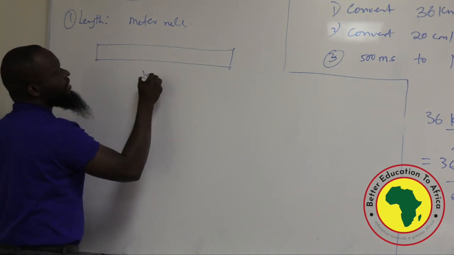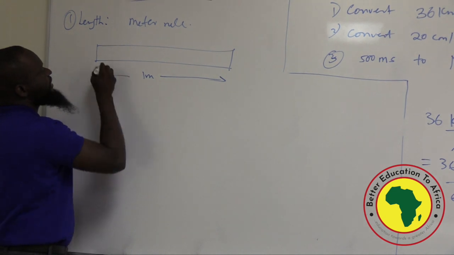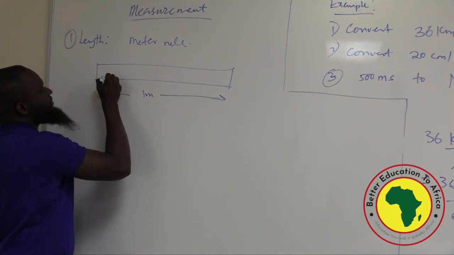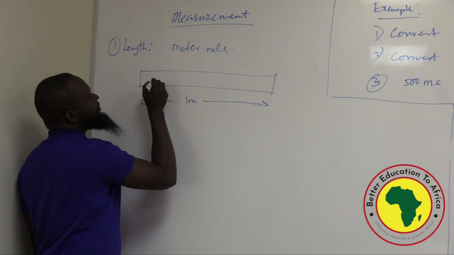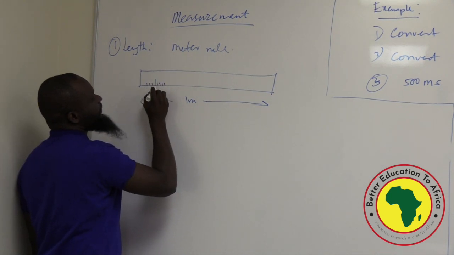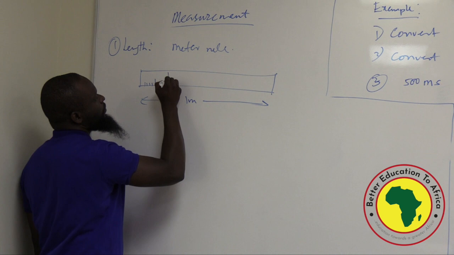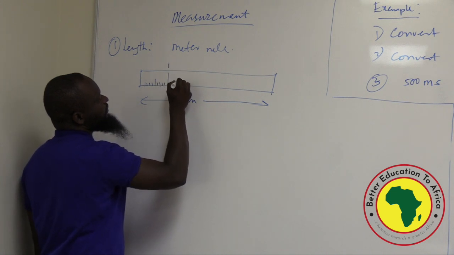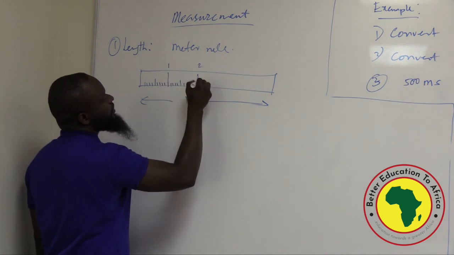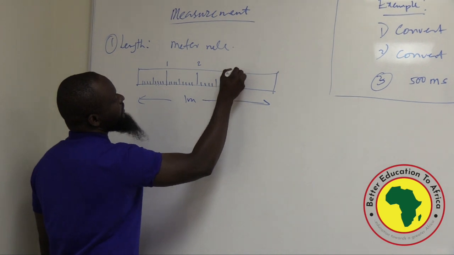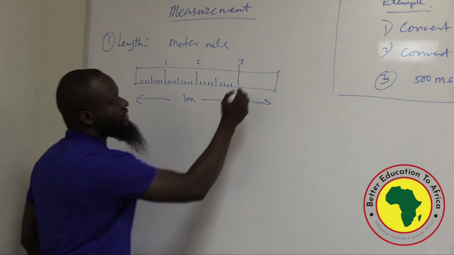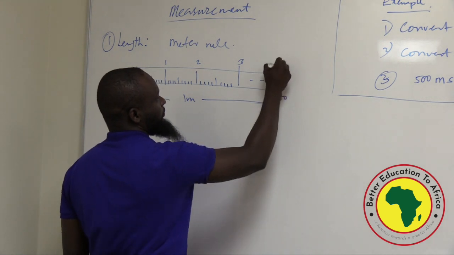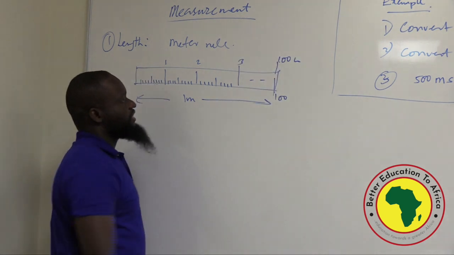So it's 1 meter long, which is 100 centimeters, okay? Calibrated in centimeters and small millimeters in between. So it starts from 0, 1, 2, 3, 4, 5, 6, 7, 8, 9, then 10, 11, 12, and so on. So this is all centimeters, 1 centimeter, until you get to 100 centimeters. That's 1 meter.